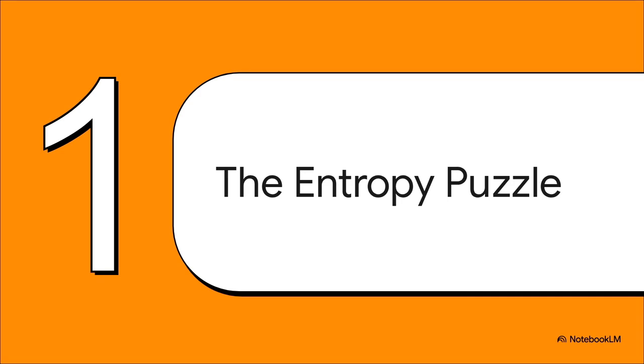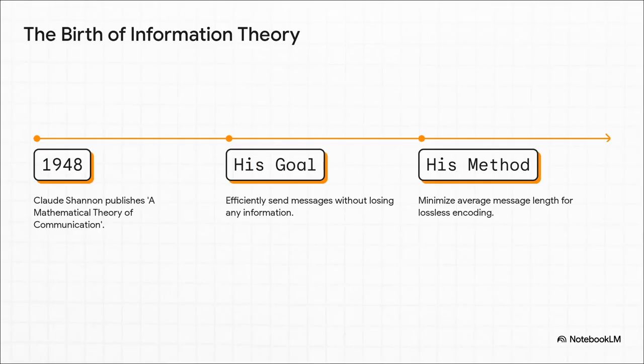To really get what entropy is, we first have to understand the puzzle it was designed to solve in the first place. And that puzzle comes to us from the mind of the absolute legend Claude Shannon, the guy they call the father of information theory. So picture this. It's 1948, and Shannon is just obsessed with this one super practical problem. How can we send a message using the absolute smallest amount of data possible, but, and this is key, without losing a single bit of the original meaning? We want the person on the other end to be able to rebuild it perfectly. It's this quest for total efficiency, with absolutely zero loss.